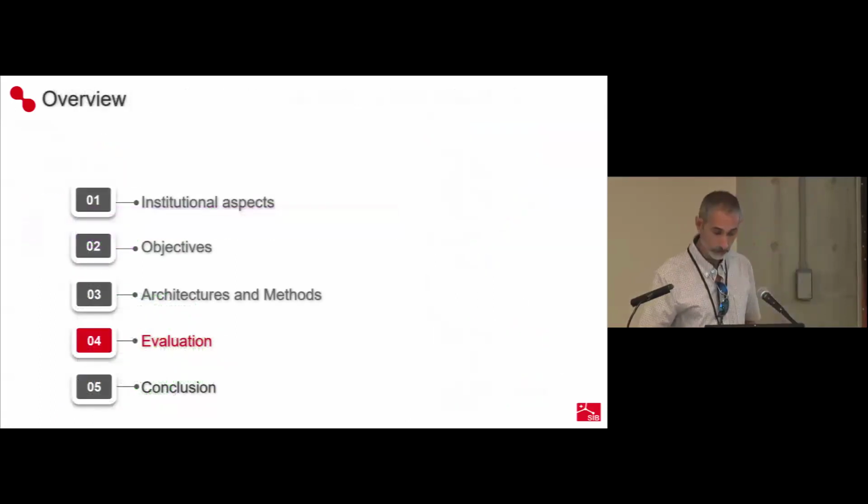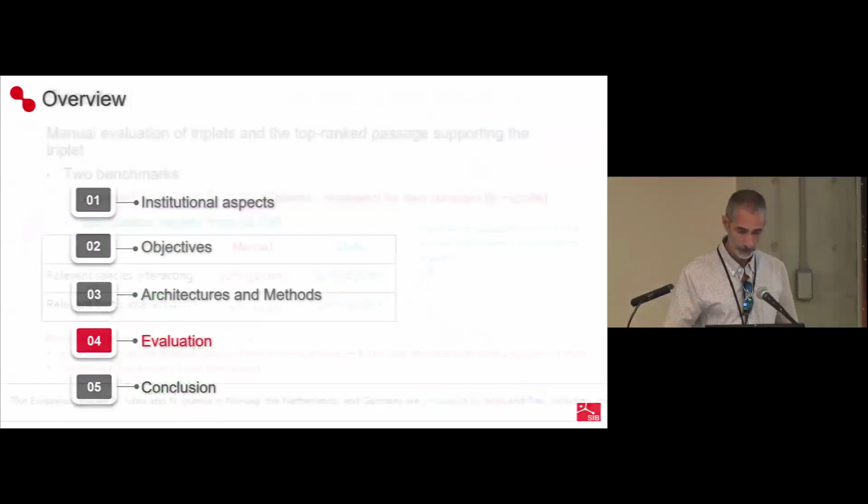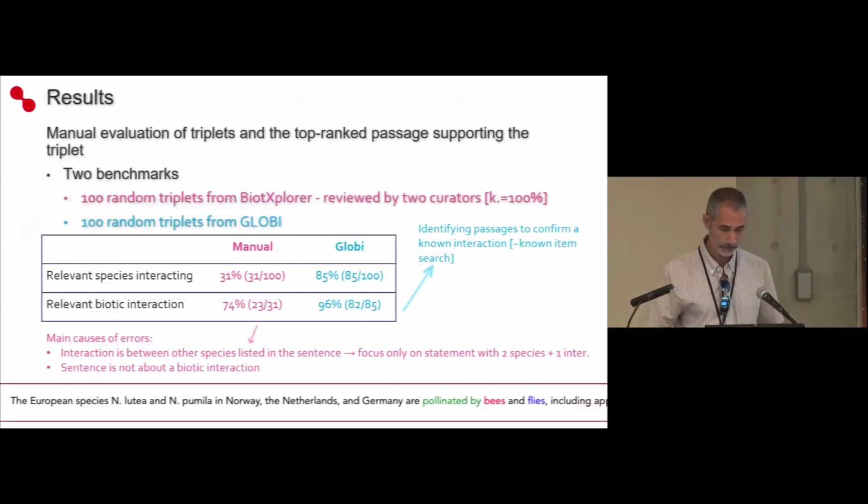Okay, so now we come to the evaluation, which is the most important part. So the idea is to have the database with good interactions, and it's automatically done. Sometimes there could be a conflict between fully automatic and still high quality. And that's why we do this evaluation. So we use two types of benchmarks. One is a random sample of BioTexplorer that we manually curated. The kappa agreement was 100%, so the humans would agree.